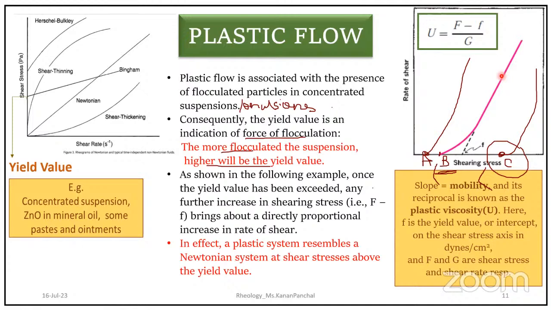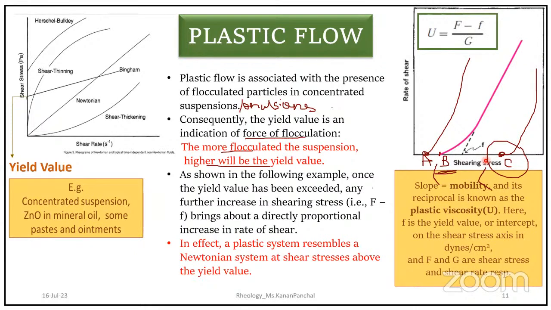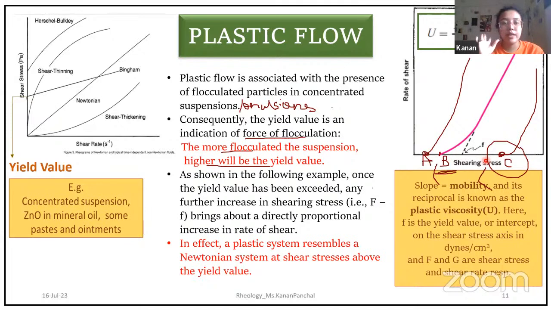Yes. Okay. So once the yield value has been exceeded, any further increase brings about a proportional increase in rate. Humne Newtonian systems mein padha hai ki Newtonian system is directly proportional flow dikhayega. But in case of your plastic bodies also, after it crosses this yield value, it will show a proportional increase. So can I say that Bingham bodies behave like Newtonian systems after its yield point? Can I say that? Yes. Fine. Only after the yield point, it will more or less behave like a Newtonian system.